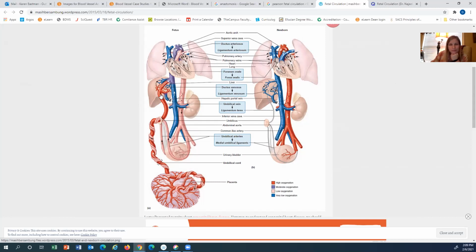Okay. Now, what's going to happen is we're running this freshly oxygenated blood into the baby through the liver first, and then it's going to go into the inferior vena cava. So umbilical vein, ductus venosus, and then we'll go into the inferior vena cava so that we can go into the heart.